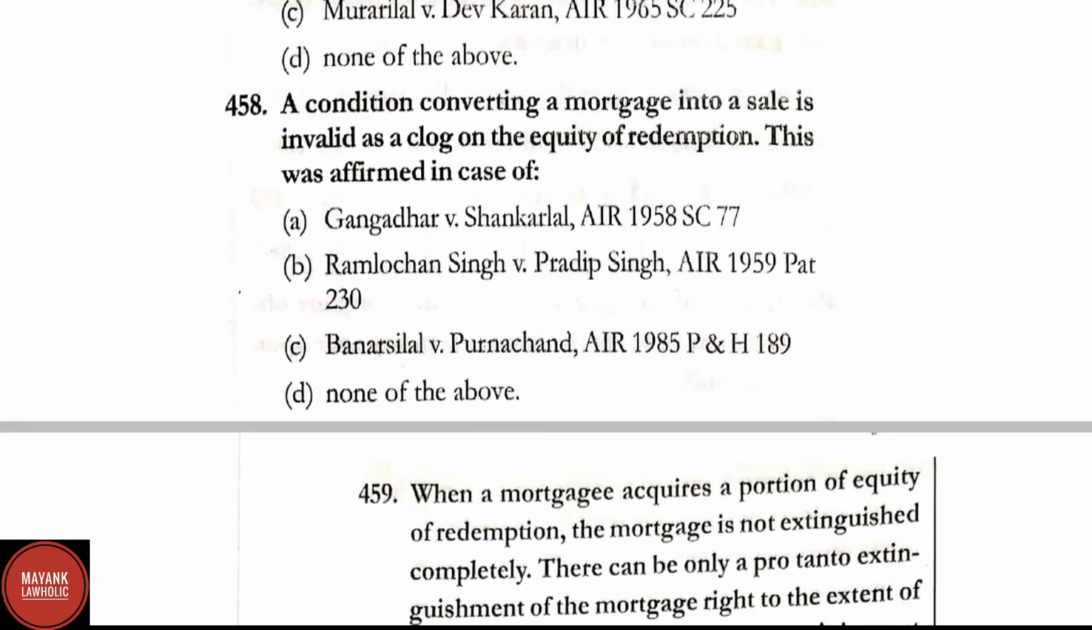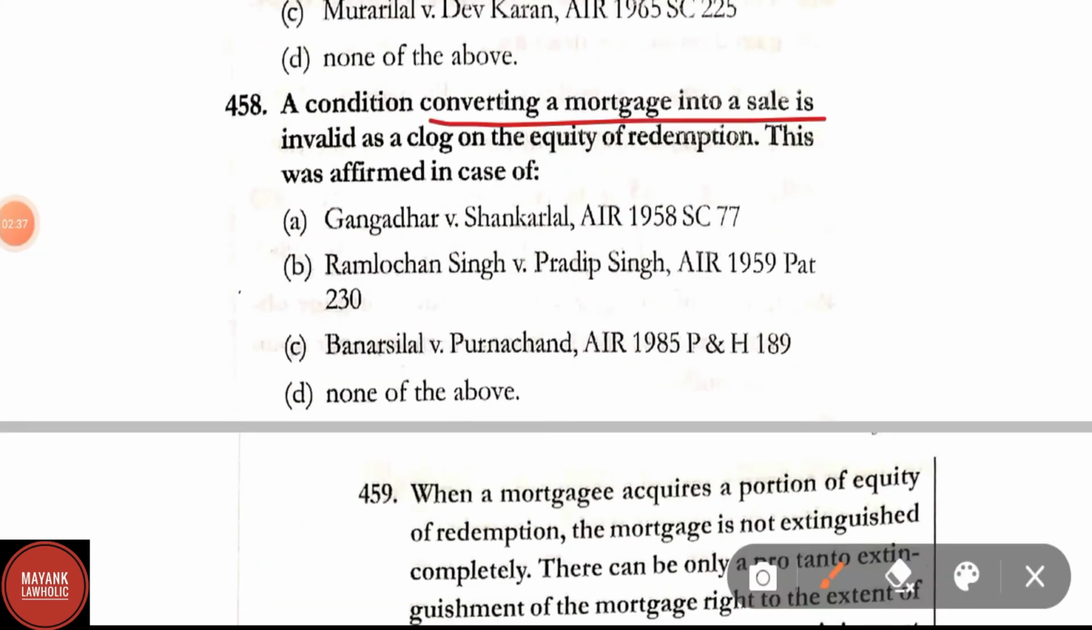Question number 458. A condition converting a mortgage into a sale is invalid as a clog on the equity of redemption.